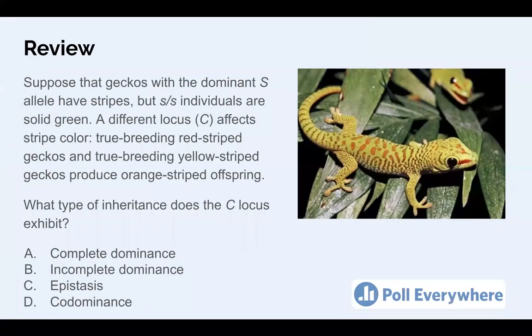And here we've got a different locus that affects stripe color. So true breeding red striped geckos and true breeding yellow striped geckos produce orange striped offspring. So again, not a terribly complex question to figure out, the inheritance here. If we have one gene called C here, and crossing red by yellow gives us orange, we've got a blended color there. That sounds like, think about it. Yes, I would say incomplete dominance. Good answer.